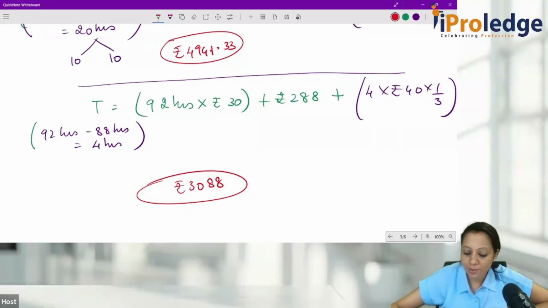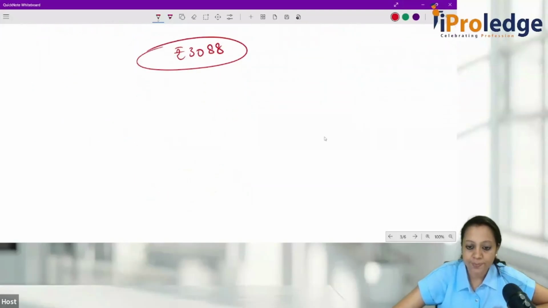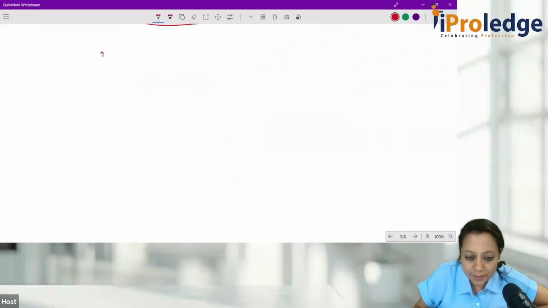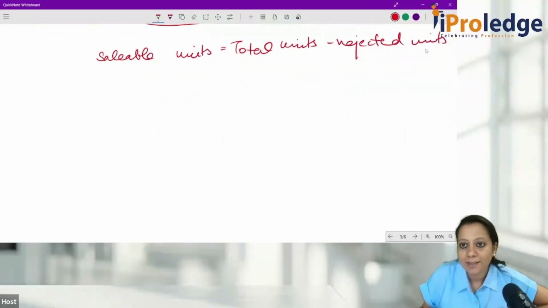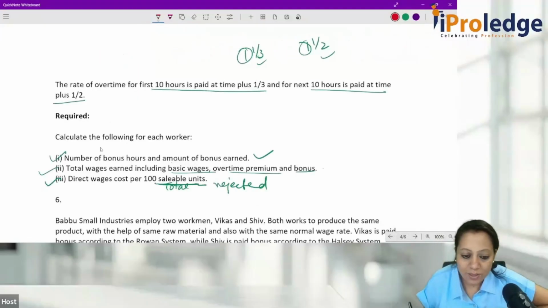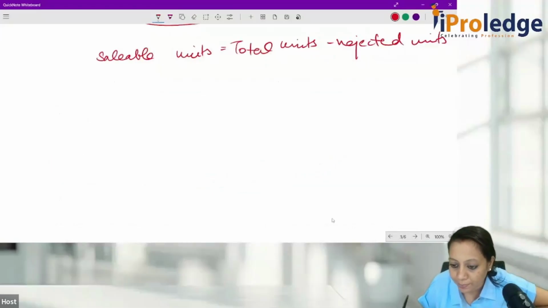Right. So, chalo students, now we will proceed to saleable units is equal to total units minus rejected units. Okay. So now this is also done. So direct wages cost per 100 saleable units, that we will do now.